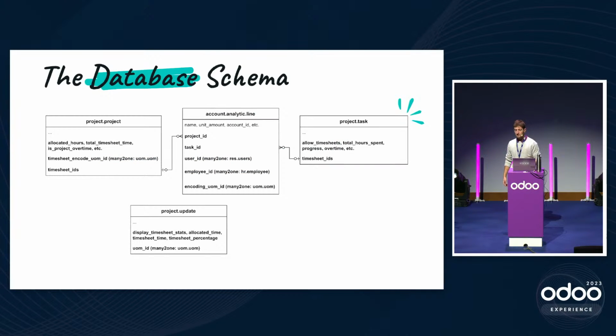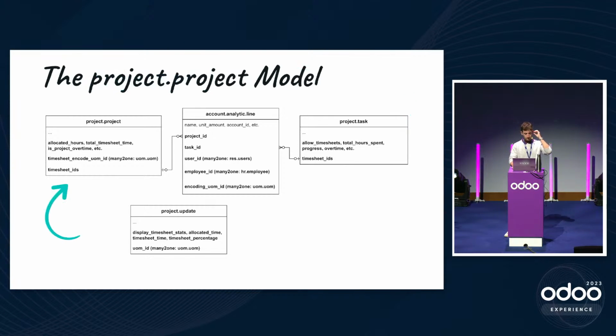So this is the database schema. This time it is much less daunting. It's much simpler. So let's dig in. We have the project.project model again, in which we have added fields such as the allocated hours, the total timesheet time, and Boolean fields such as is project overtime. We have also added a relational field, timesheet IDs, that points to the timesheets related to this project. And we have added the timesheet encode UOM ID field, which points to the unit of measurement that we're encoding the timesheets in.